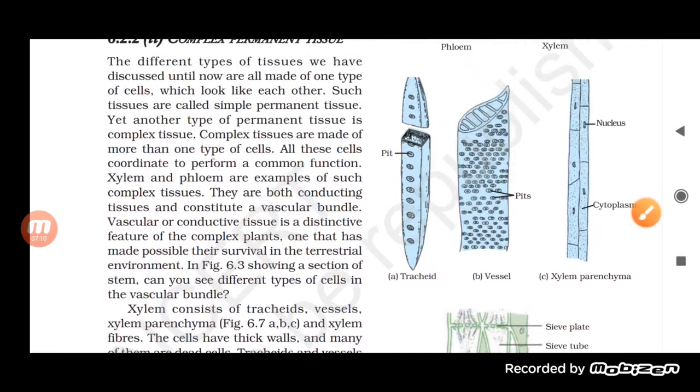So as you can see here, in case of a trachea, students, you will find that small pits are present, which we are going to discuss later in detail. So tracheids are found in gymnosperms, and in angiosperms xylem vessels are there. Xylem vessels are quite good in conduction of the water and mineral, although the trachea is also responsible for that.